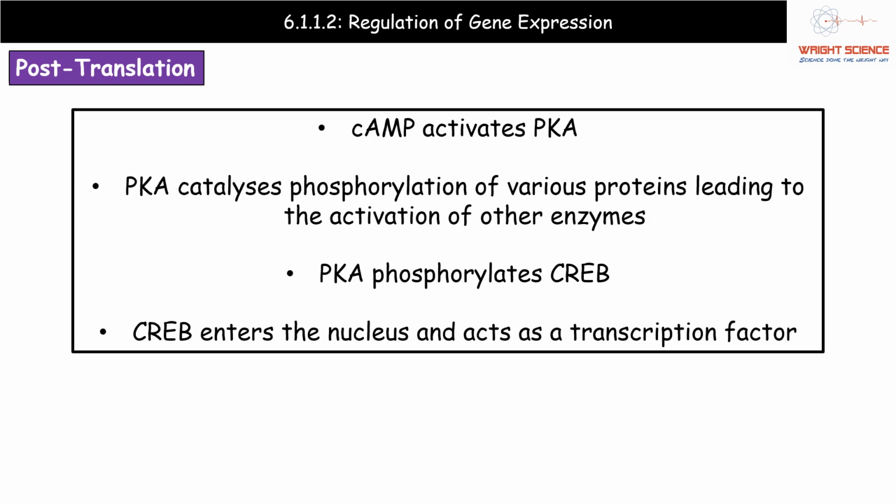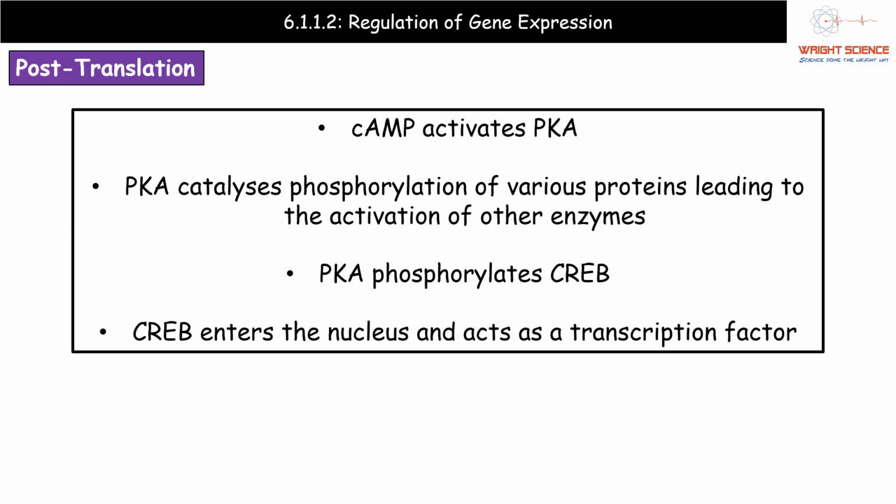Now, once we've got our cyclic AMP or cAMP formed, the next thing that's going to happen is it activates this stuff called PKA. Now, you don't need to know what it stands for, just PKA is fine. If you want to, it's protein kinase A. Now, PKA then catalyzes the phosphorylation of various proteins, which means we're then able to activate other enzymes. So what we can see here is that phosphorylation process means that we're able to activate other enzymes in the cytoplasm and therefore carry out other reactions.